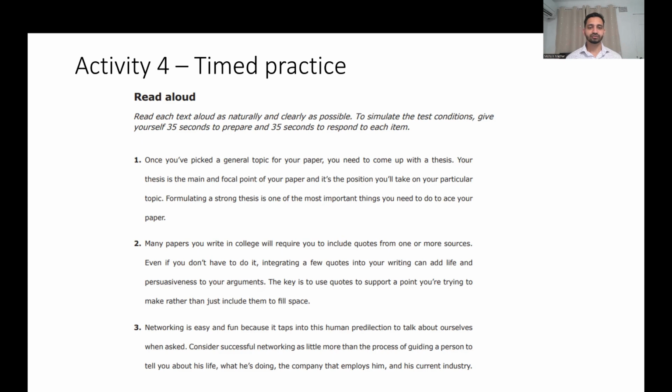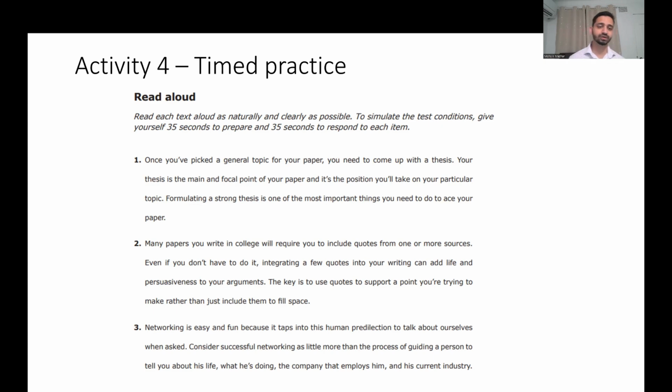Once you have picked a general topic for your paper, you need to come up with a thesis. Your thesis is the main and focal point of your paper and is the position you will take on your particular topic. Formulating a strong thesis is one of the most important things you will need to do to ace your paper.